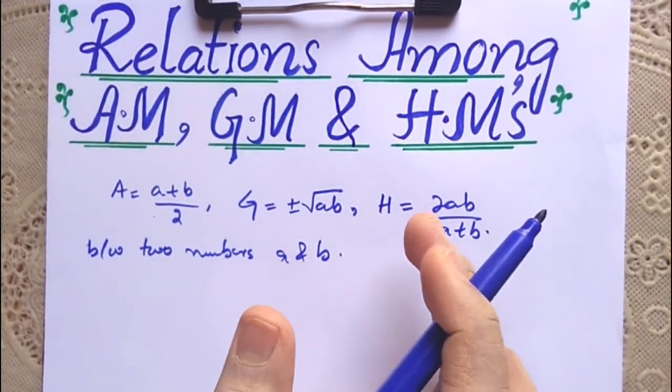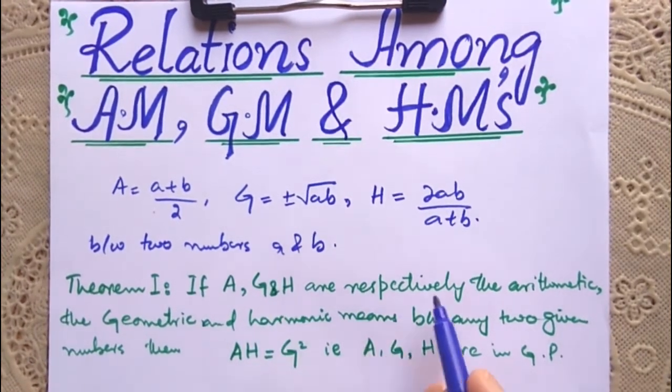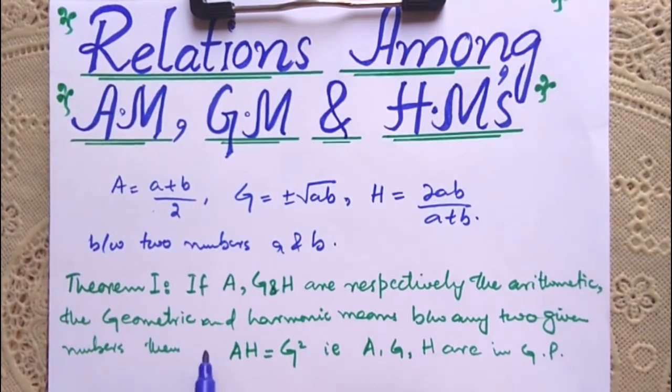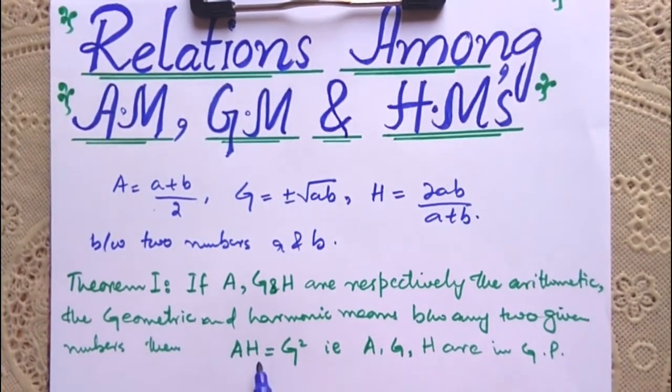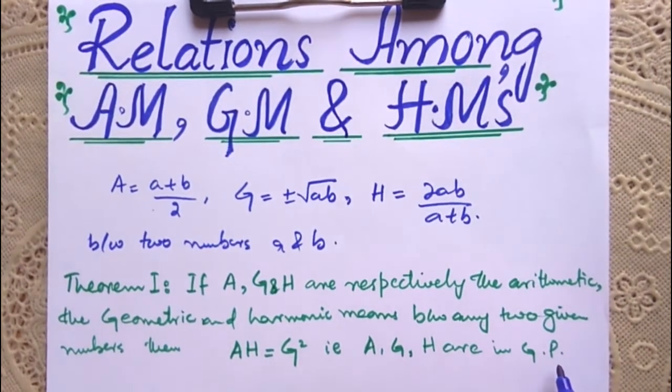Now in this video we are interested to find how these means are related to each other. So let's see theorem 1: if A, G and H are respectively the arithmetic, geometric and harmonic means between any two given numbers, then the relation between them is AH is equal to G square, means A, G and H are in GP.